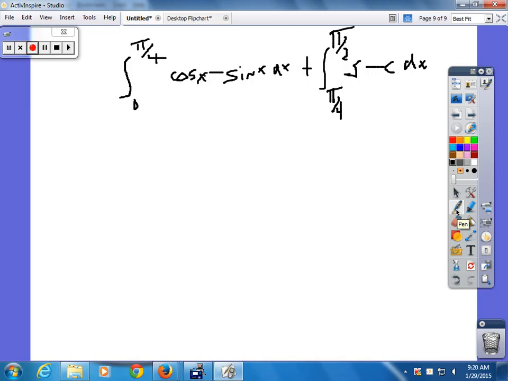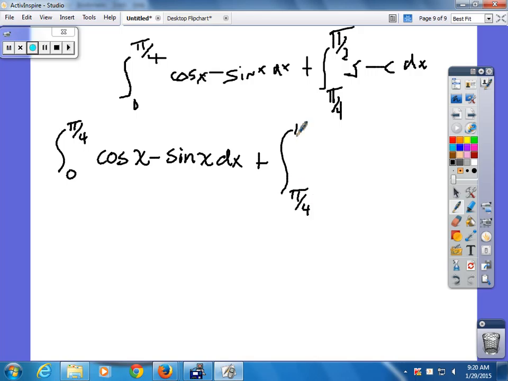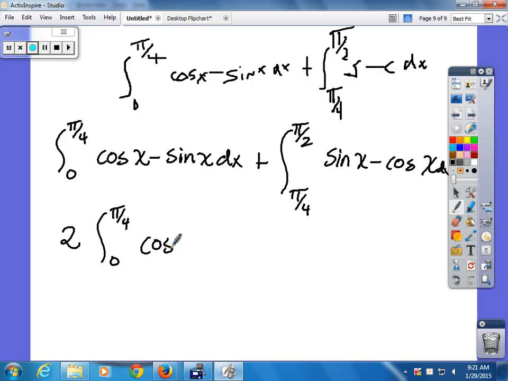Okay, alright, so the integral from 0 to pi/4 of cosine of x minus sine of x dx, plus the integral from pi/4 to pi/2 of sine of x minus cosine of x dx. Or you could set it up as 2 times the integral from 0 to pi/4 of cosine of x minus sine of x dx. Now, why would this be easier?